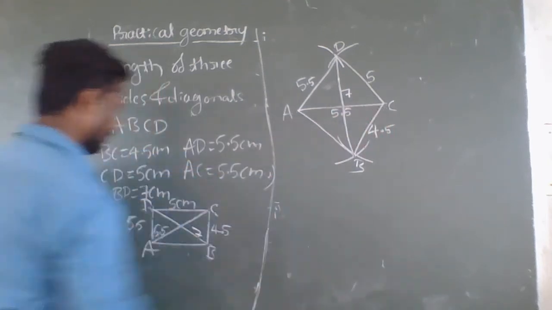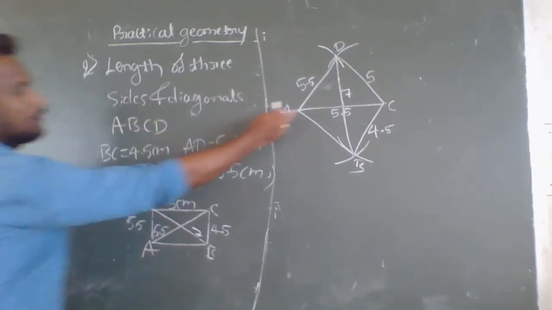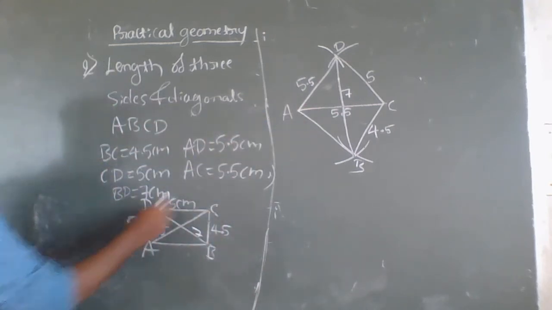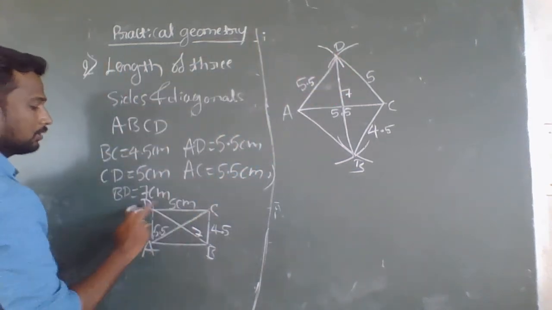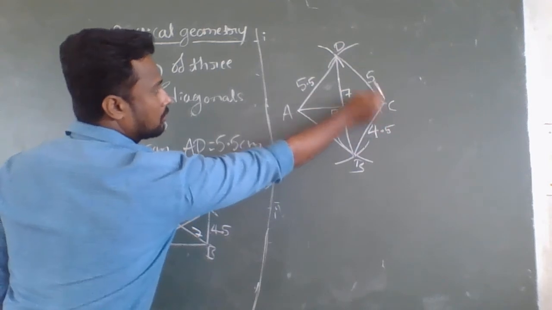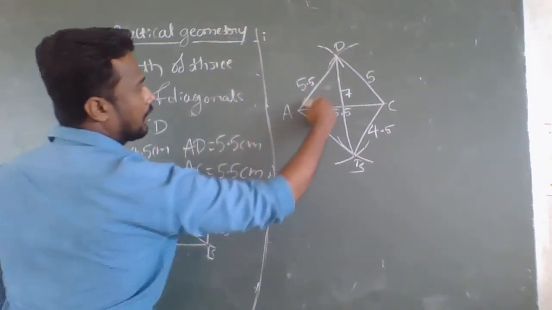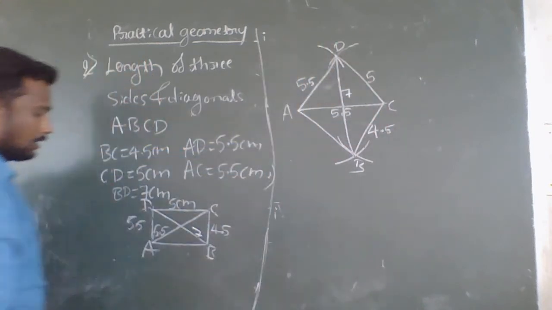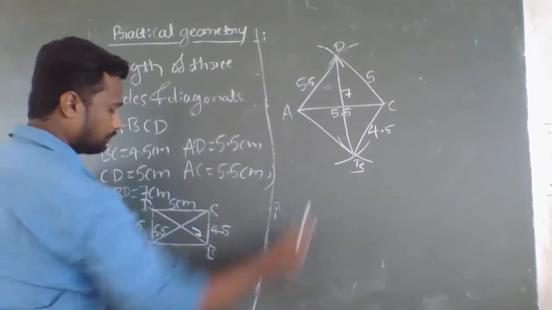So here AC, and D will come in the upper part of AC, therefore C is 5.5 centimeters. Here I will draw an arc, and from C to D it is 5 centimeters. So from C to D it is 5 centimeters, and join points AD and CD. Next, the remaining point is B.